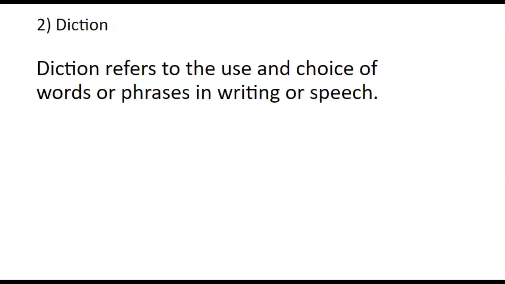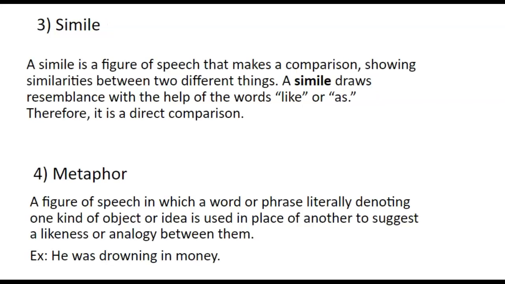Diction refers to the use and choice of words or phrases in writing or speech. So we make the decision if we're going to use positive or negative words. A simile is a figure of speech that makes a comparison showing similarities between two different things. A simile draws resemblance with the help of the words like or as. Therefore, it's a direct comparison.